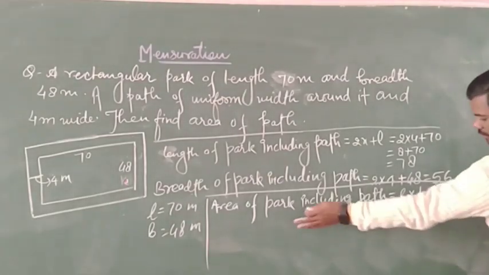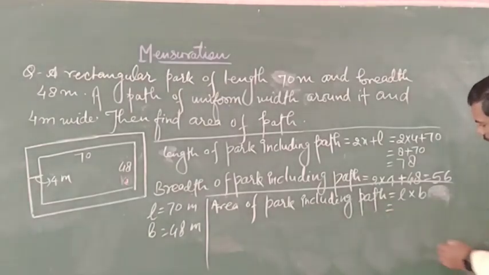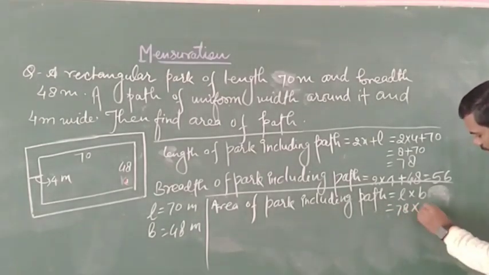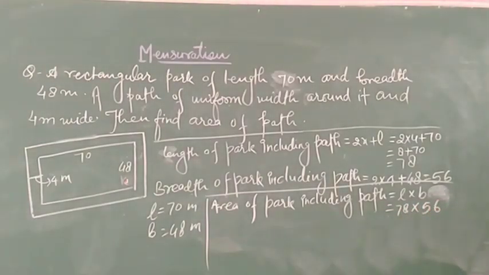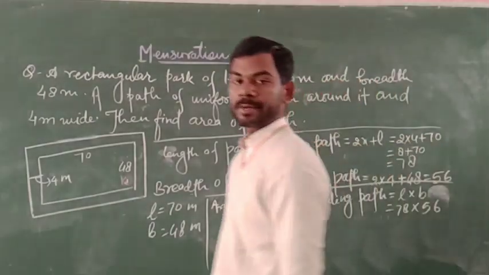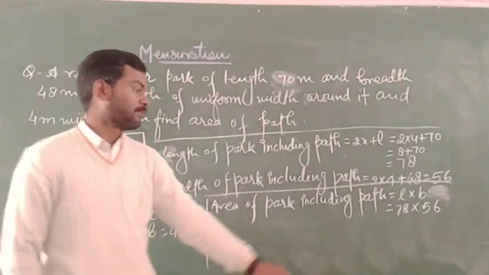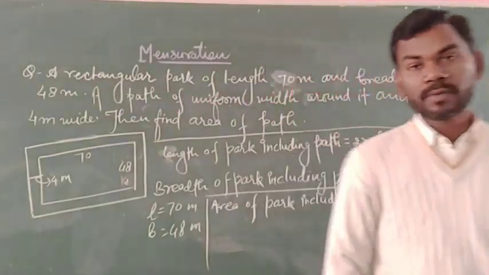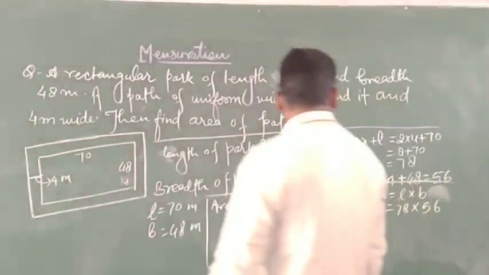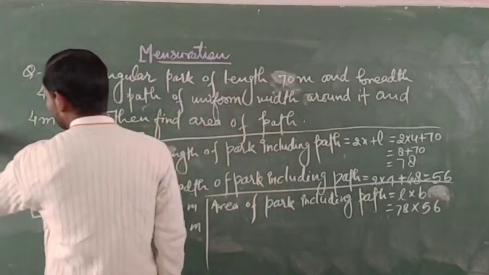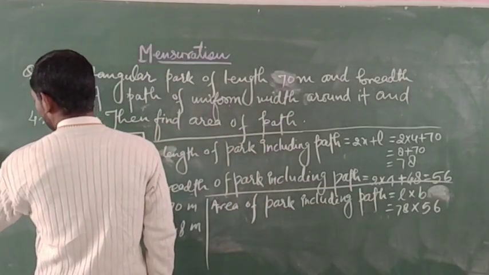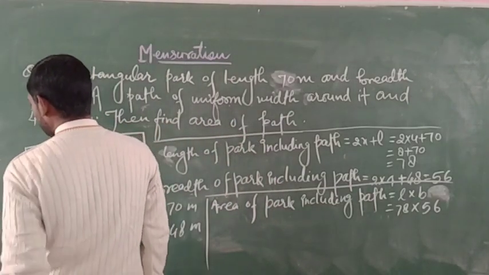No need to write because they will be written, and this will be 78 multiplied by 56, because the dimensions of the path including the path are 78 and 56. Now find out the product. So here we find the product of 78 and 56. So multiply 78 by 56.